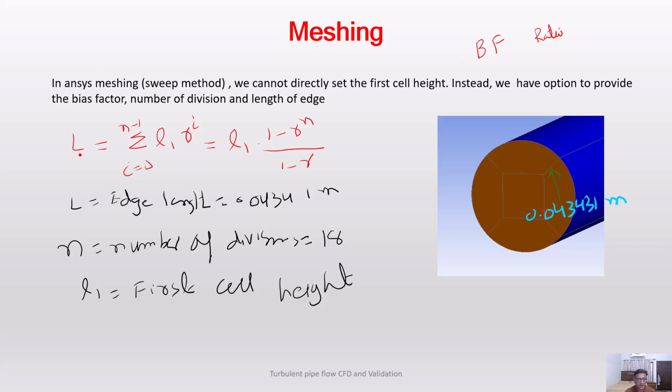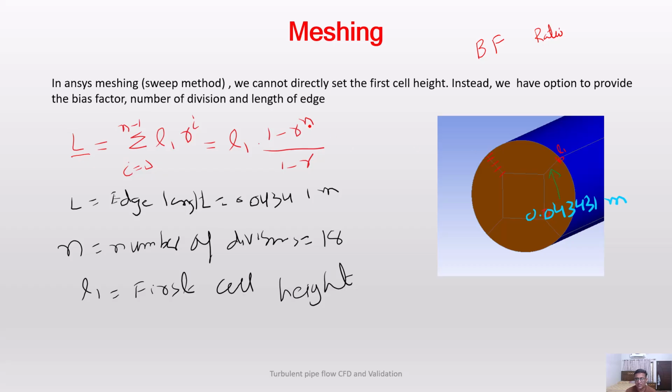Okay. So the formula is that the total length of the edge, with the number of cells you are putting there, if you add all these cells, the total length will definitely be equal to the geometry length. So this is equal to the summation from i equal to 0 to n minus 1 of L1 times R to the power i. L1 is the first cell height that we are looking for, and n is the number of divisions you are going to put on your mesh. Right now this is 1, 2, 3, 4, so 4 divisions are there.